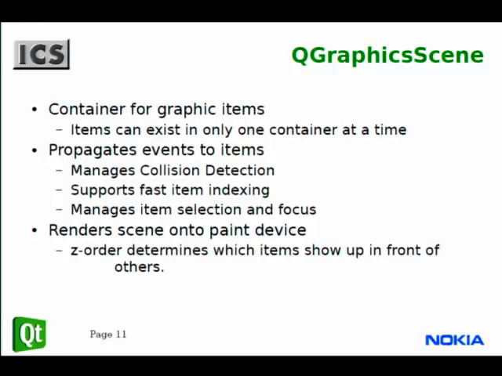So the graphics scene, we say it's a container for graphic items. It handles event propagation. It manages collision detection. It supports very fast item indexing. And it handles item selection and focus. What else it does, it renders the scene onto your paint device, handling what we call Z order to determine which items are in front of the other items.